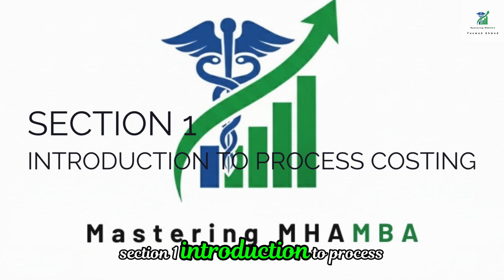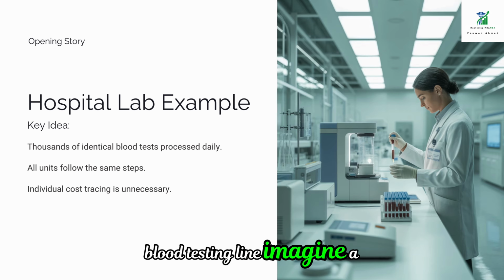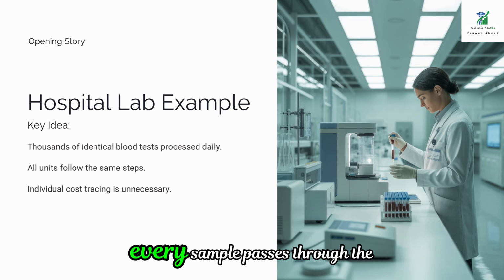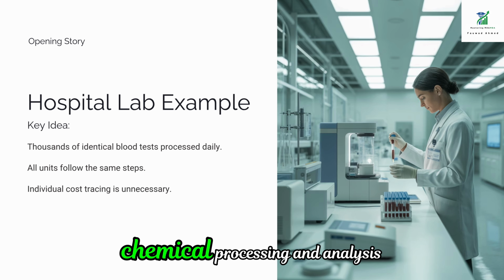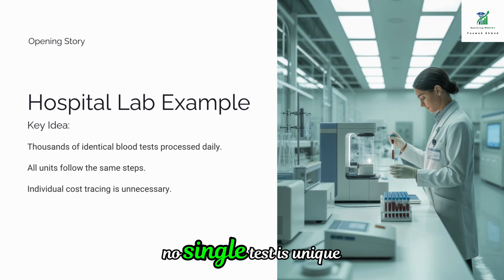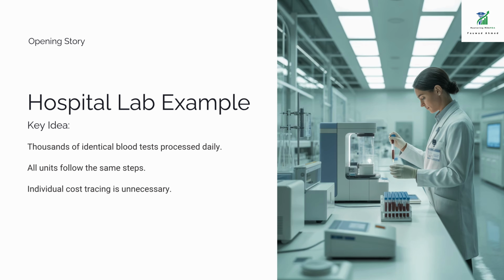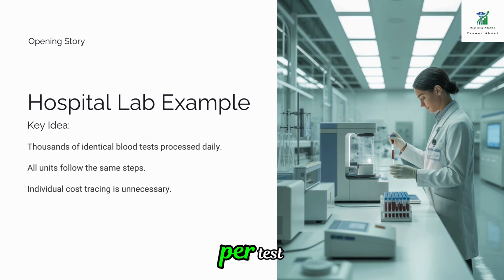Section 1, Introduction to Process Costing. Opening story, Hospital Laboratory Blood Testing Line. Imagine a large hospital laboratory running thousands of blood tests every day. Every sample passes through the same automated steps: labeling, centrifuging, chemical processing, and analysis. No single test is unique. Each unit receives the same treatment. In this environment, it is impossible and unnecessary to track the cost of each individual test. Instead, the hospital uses process costing, spreading total costs across thousands of identical units to compute one average cost per test.